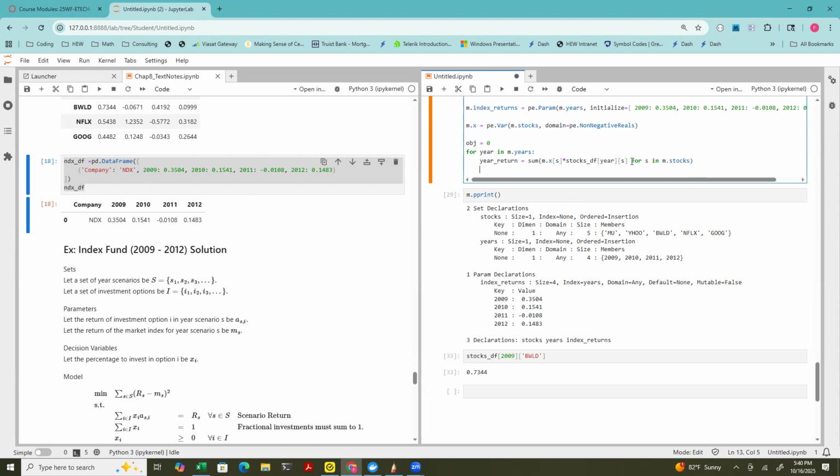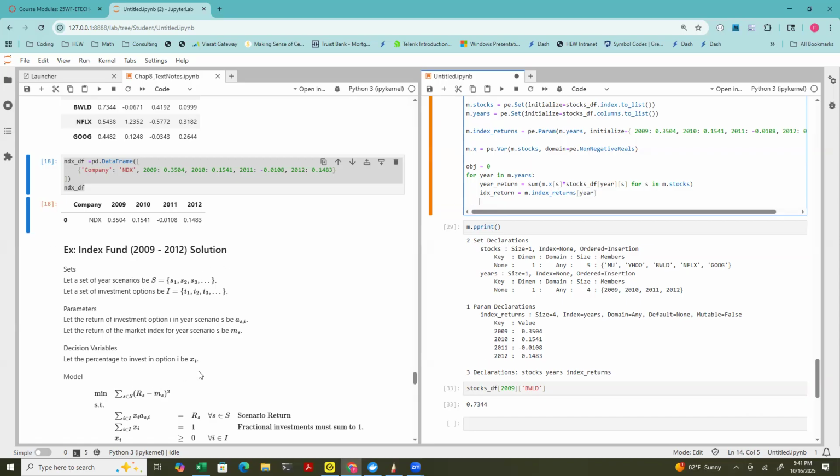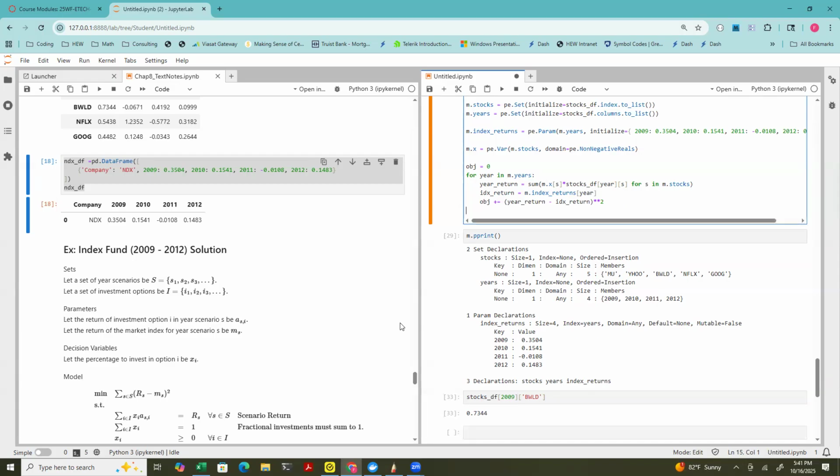The other thing I now have, so that's essentially this year return is like me calculating that R right there. I still have to have the M sub S. So I'll just say the index return. Well, that's M.index_returns sub year. And then I need to compute the difference squared and add it. So I'd say OBJ plus equals the year return minus the index return. But I want to square that before I add it and keep that running total. So as long as there's no syntax issues, that should keep a running total for me, always putting it in the OBJ variable. And so I need to add that back to the model.